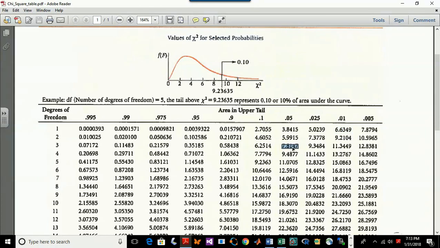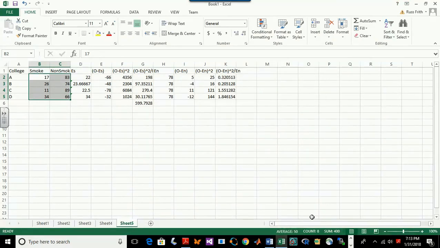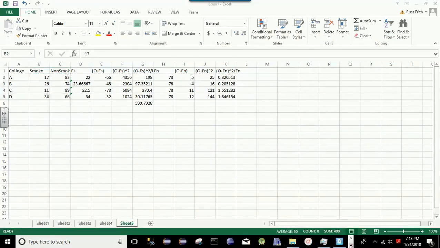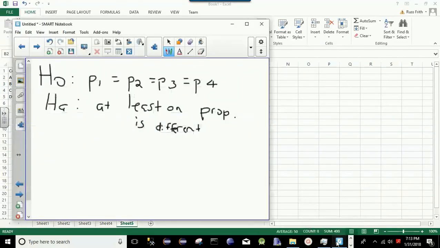So 600 is definitely to the right of that. And so being to the right of the critical value in a right-tailed test means we reject the null hypothesis. Okay? And so the conclusion would be at least one of the proportions is different. Okay? And so you can check.